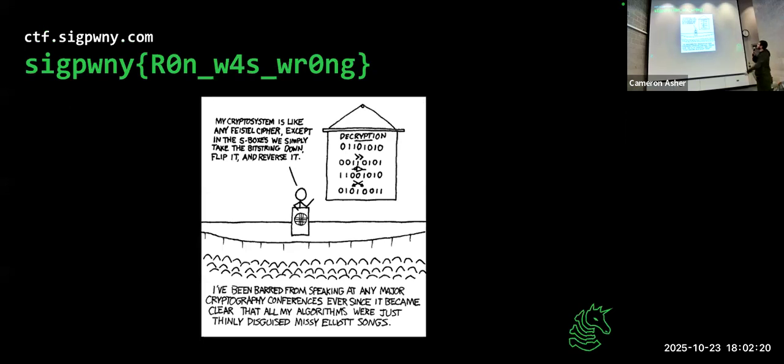Okay, this is the XKCD and the meeting flag. So I guess we'll get to. Ron here is one of the people who made RSA. We'll get to why he was wrong later.